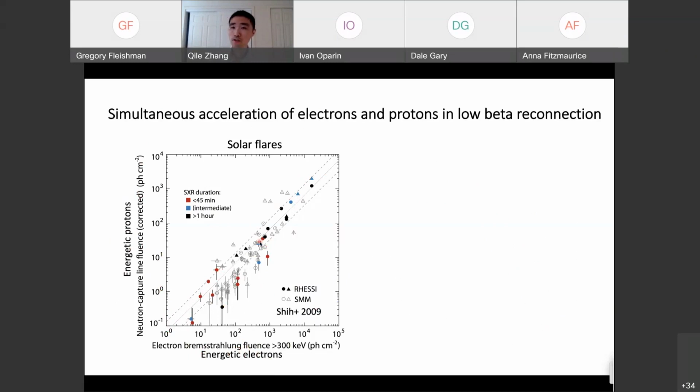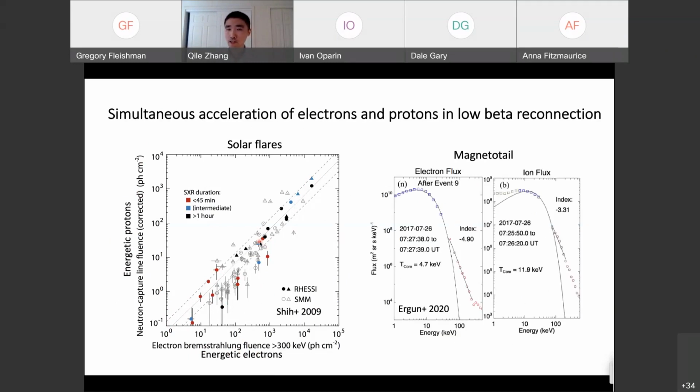On the other hand, we also have in situ observations at the magnetotail, where the plasma beta is as low as that of the solar flares, but with a much smaller system size. At the magnetotail, our in situ measurements have also shown us that both electrons and protons can be accelerated into power law spectra, extending to, in this case, hundreds of keV.